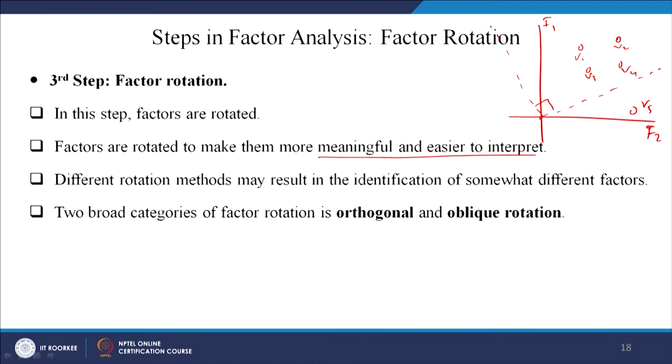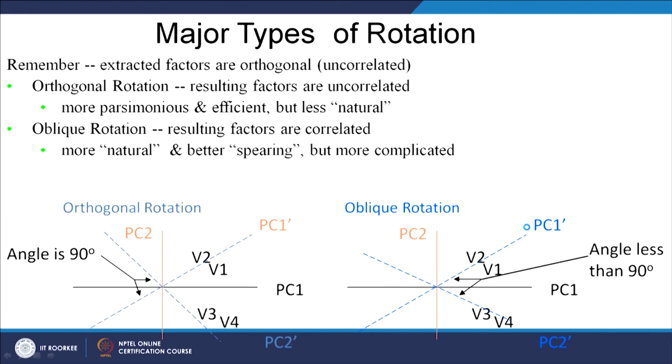Different rotation methods are there and they result in the identification of different factors. There are two broad categories: orthogonal and oblique. Orthogonal is when it is 90 degrees. What does 90 degrees mean? The variables are uncorrelated. One variable is going this side, the other variable is going this side, they are not correlated at all. But oblique rotation is something else. For orthogonal rotation, the resulting factors are uncorrelated.